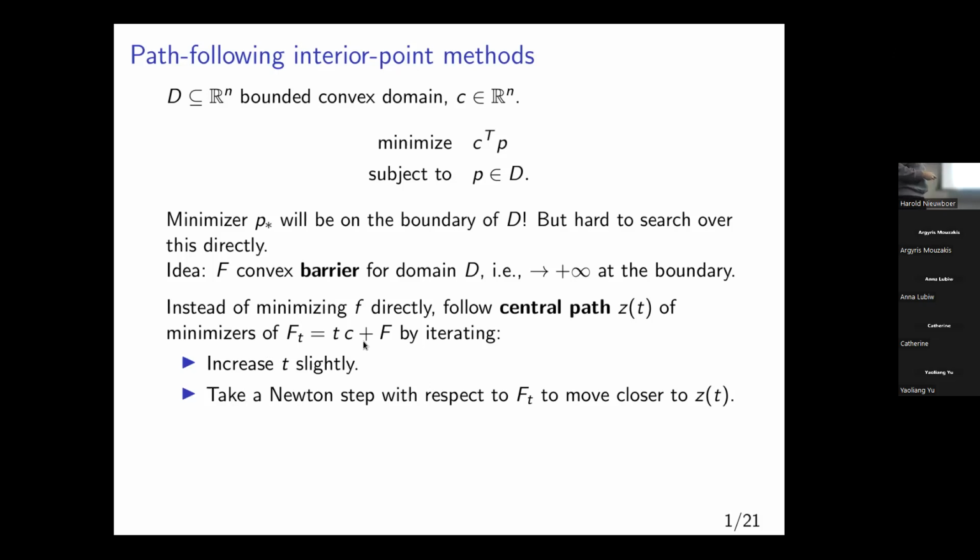Now, to follow the central path, you increase t slightly in every step, and then you want to move closer to it again. Right? And you have to do that somehow, and the method of choice is to use Newton's method. So you solve some quadratic equation. Now there will be a more technical assumption on this function F, that it will be a self-concordant barrier. These words are important, but they're not important for the next few slides.